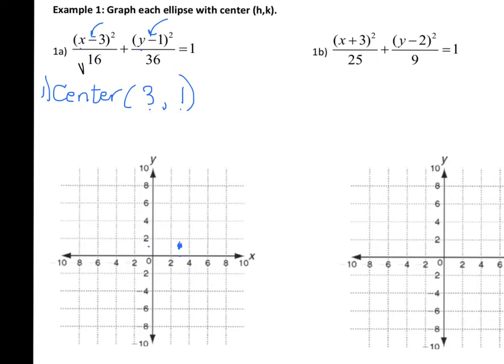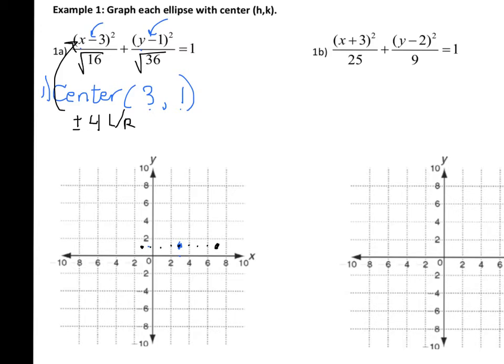So we must square root what's underneath, because those are always a squared and b squared. And the square root of 16 is plus or minus 4. Since it's underneath the x, that tells us we're going to go that direction, left and right from our center. So starting right there in the middle, we're going to go to the right 4, 1, 2, 3, 4, and to the left 4, 1, 2, 3, 4.